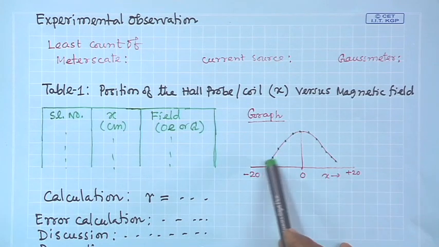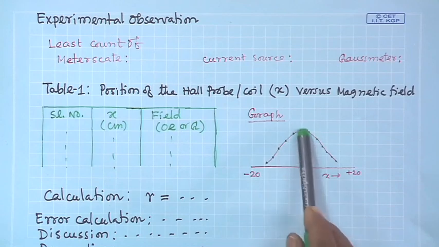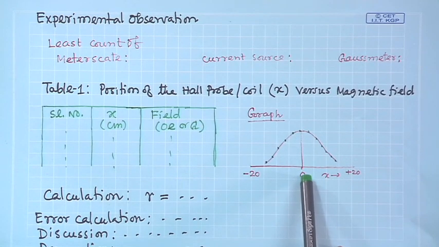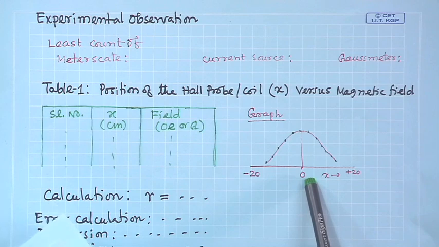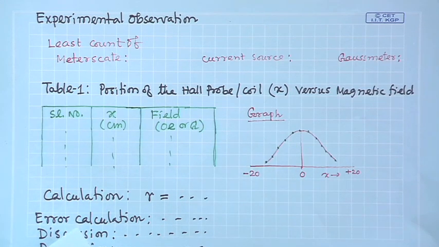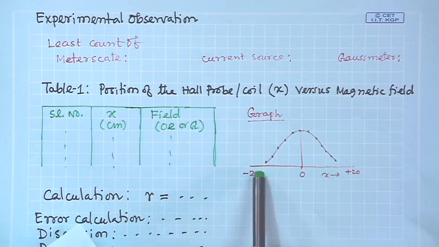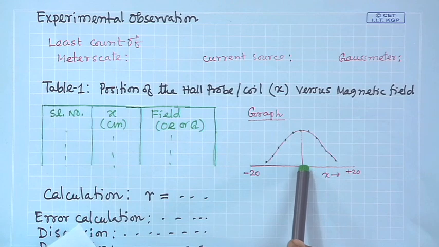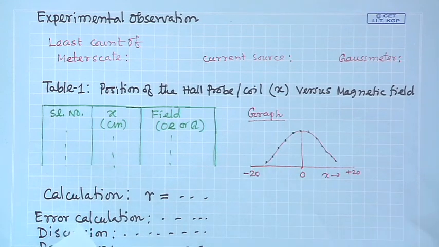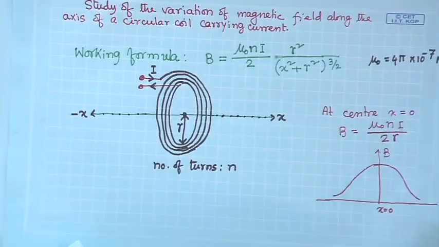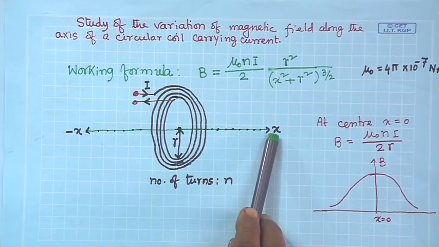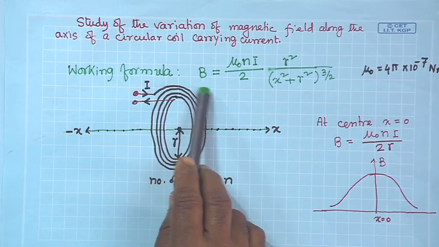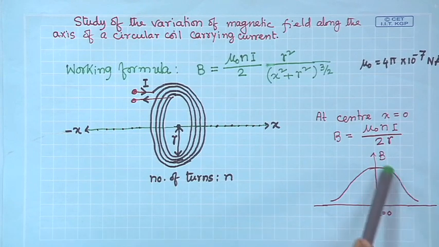Along the axis, how it varies. If you plot the data, it varies like this. The zero position is the electromagnet, this coil. The distance we are taking, this side is positive with respect to 0 and the other side is negative, as I discussed in theory. Starting from the center, if you go this side we have taken plus, this side minus. So, how its magnetic field varies with the distance.